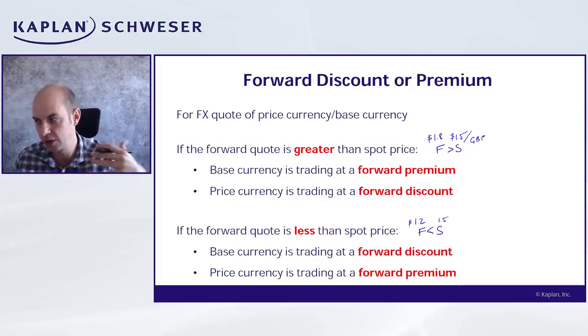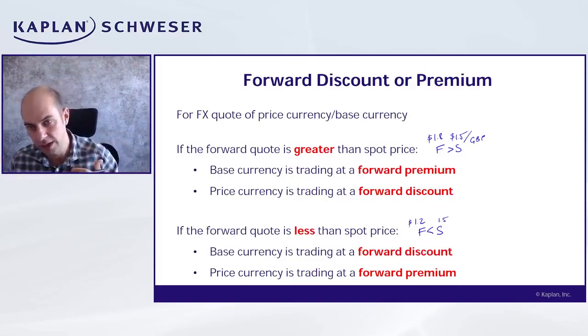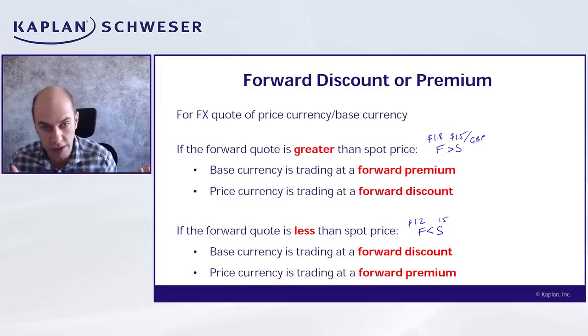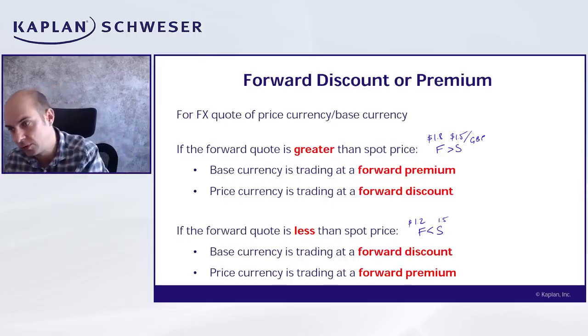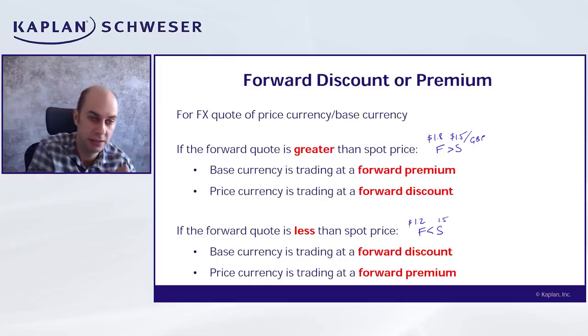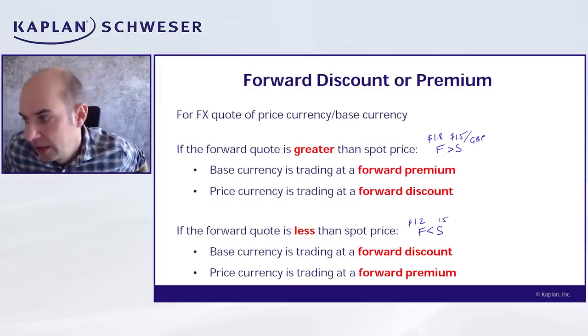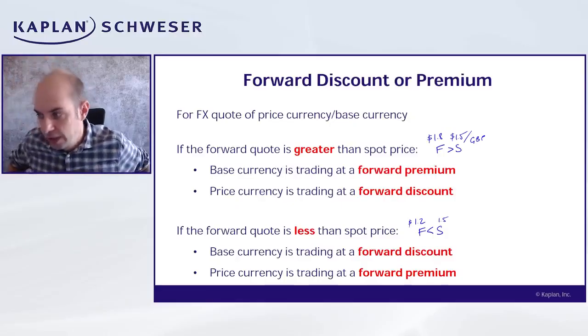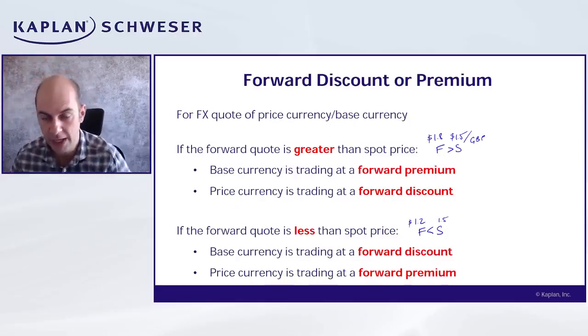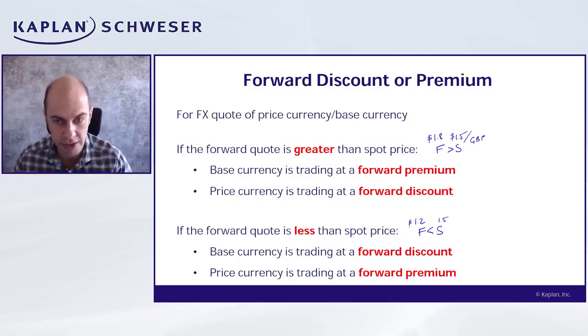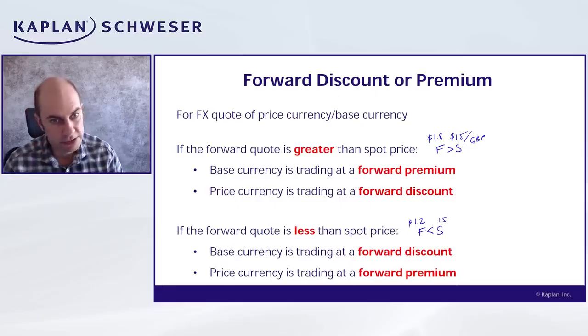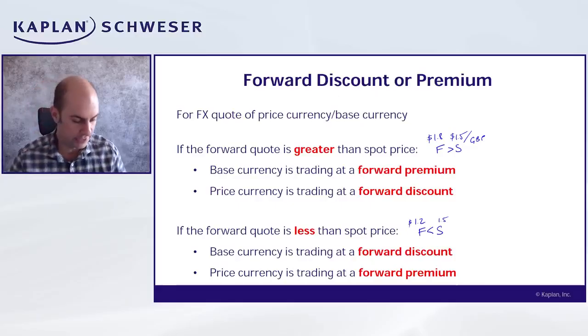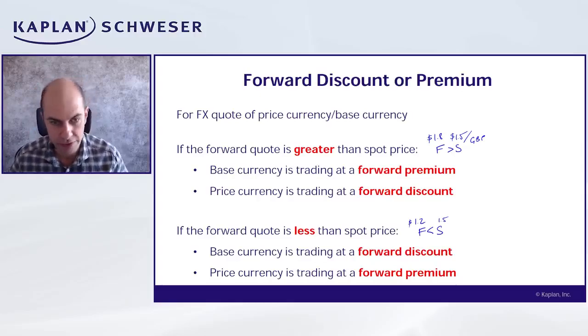Now, if the examiner tries to be a little bit tricky, tries to ask you about the price currency, the numerator currency, which in this case is the dollar, well, then just reverse the logic, right? If you told them that the base was trading at premium, then the price currency or the numerator currency, the quoted currency, must have been trading at a discount, right? Base is trading at premium, then the numerator currency must be trading at discount. All right, enough said on that.